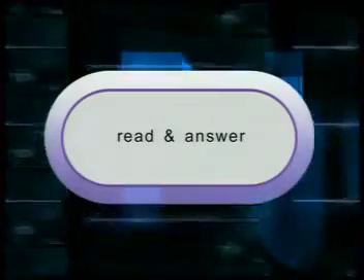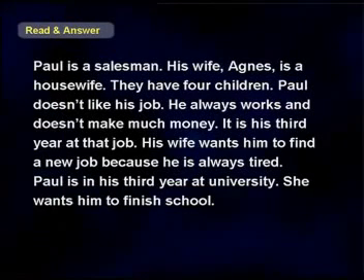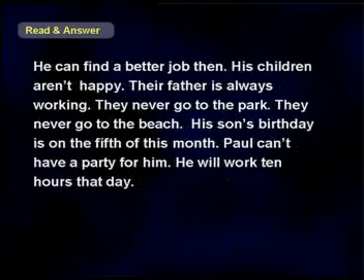Now, read the story and answer the questions. Read and answer. Paul is a salesman. His wife Agnes is a housewife. They have 4 children. Paul doesn't like his job. He always works and doesn't make much money. It is his 3rd year at that job. His wife wants him to find a new job because he's always tired. Paul is in his 3rd year at university. She wants him to finish school. He can find a better job then.